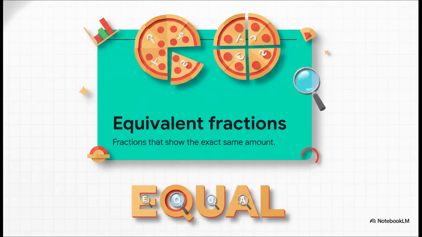Well, if you said yes, you are absolutely right. You totally did get the exact same amount of pizza. Why? Because they're equivalent fractions. Equivalent fractions are just fractions that show the exact same amount, even though they use completely different numbers. Actually, the word equivalent literally has the word equal hiding right inside of it. So 1/2 and 2/4 mean the exact same amount. They're basically just wearing different numbers as a disguise.